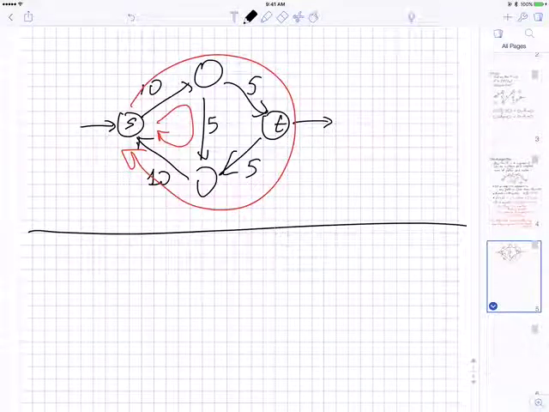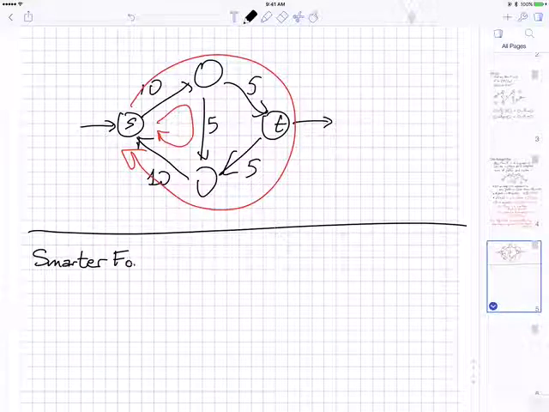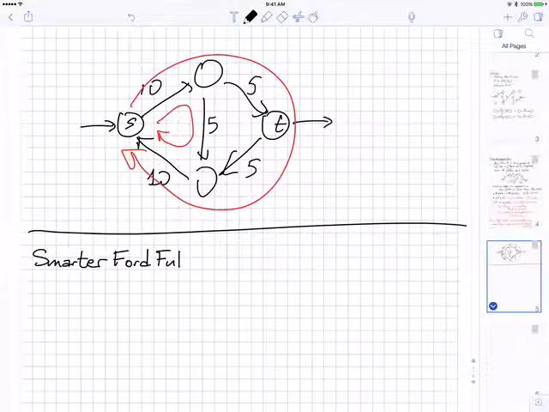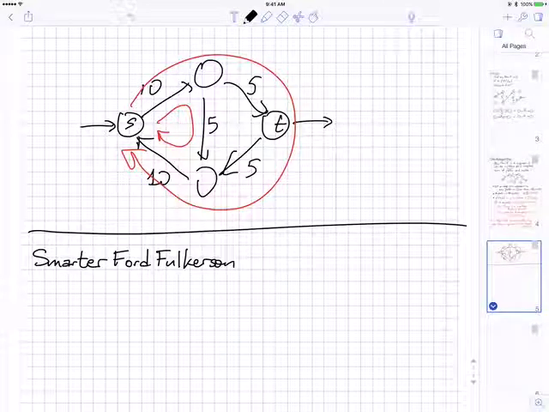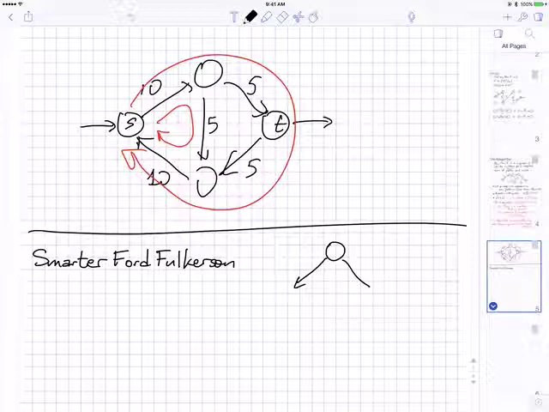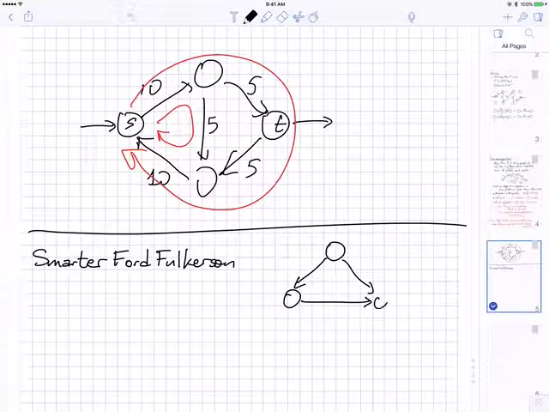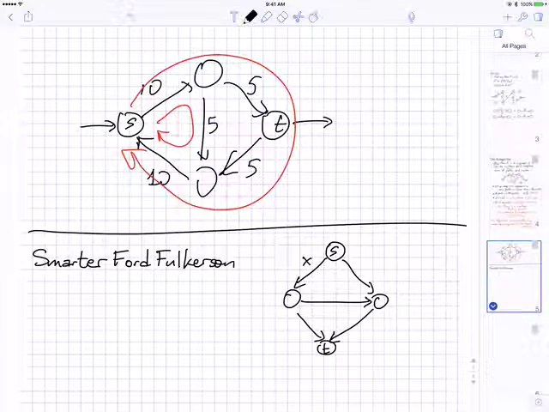So let's try to be smarter about augmenting. The kind of example where you get really awful behavior is something that looks like this. Here's a 5-node graph. Source and target are the top and bottom. I've got 2 other edges. X is some really big number.